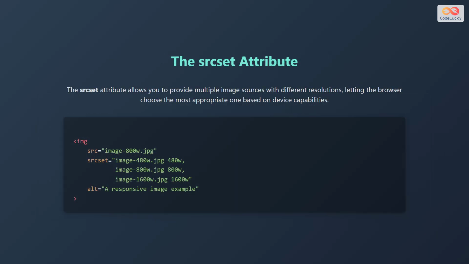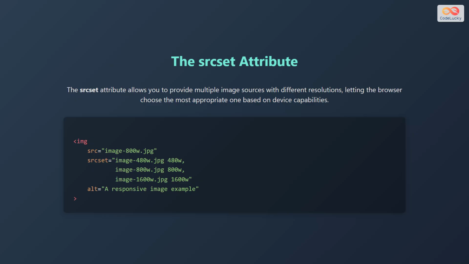The srcset attribute allows you to provide multiple image sources with different resolutions. This enables the browser to choose the most appropriate image based on the device's capabilities. Here's a basic srcset implementation using width descriptors. Within the img tag, the src attribute specifies a default image.